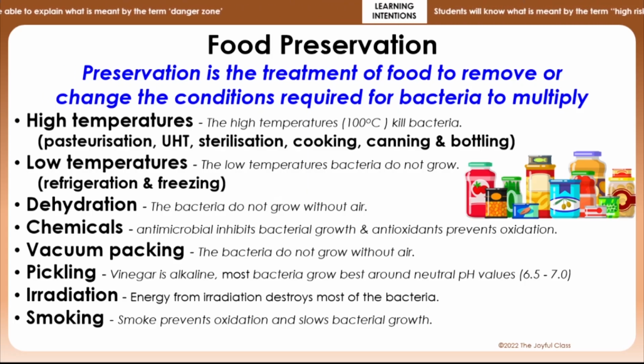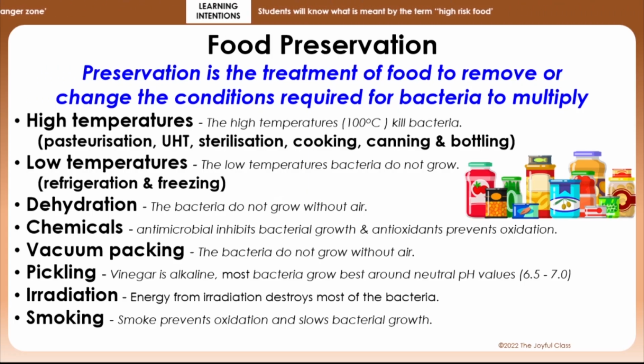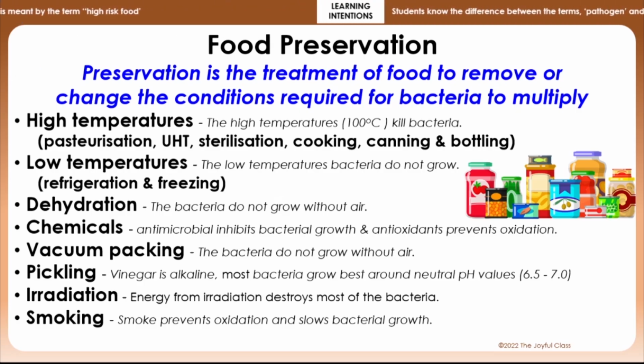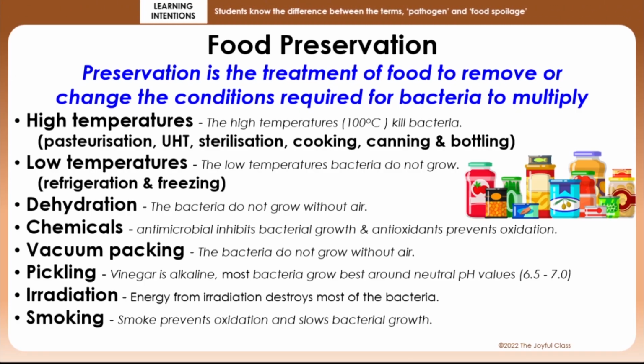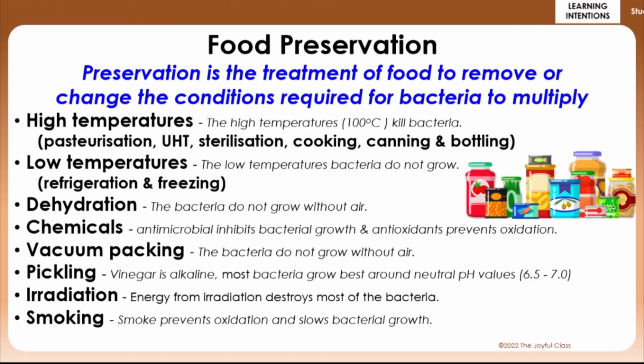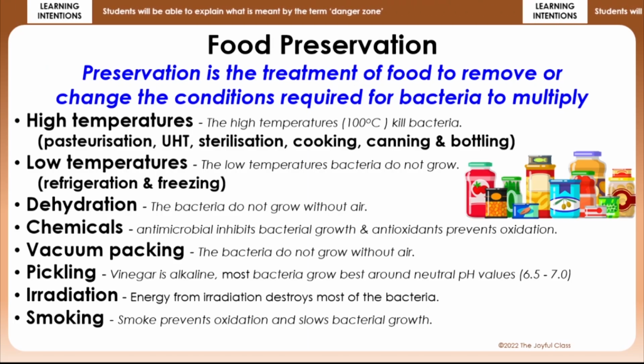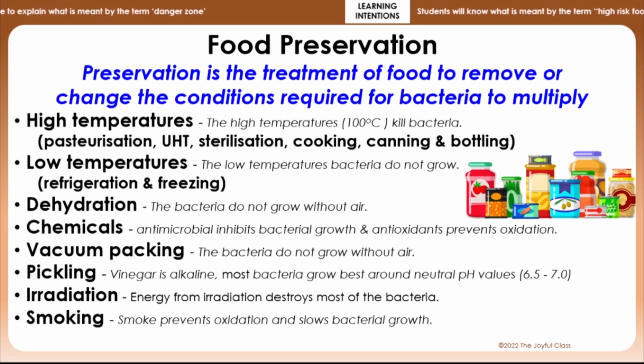Vacuum packing, again that's another one without air, taking the air out of the packaging, and bacteria will not grow without air. Pickling, vinegars and alkaline. Most bacteria grow best around the neutral pH values of 6.5 to 7. So therefore bacteria will not grow in an alkaline environment.